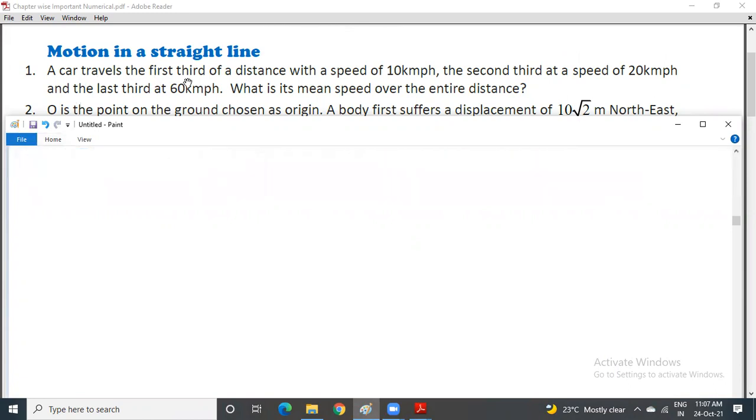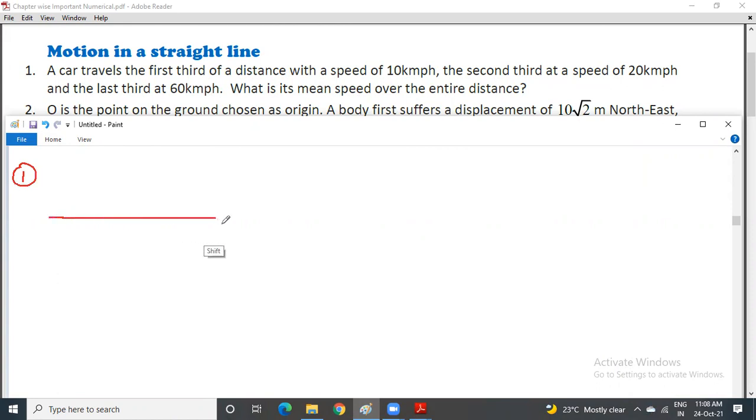A car travels the first third of a distance with the speed 10 km per hour, the second third at a speed of 20 km per hour, and the last third at 60 km per hour. What is its mean speed over the entire distance? Now you try to understand the question with the help of the diagram.